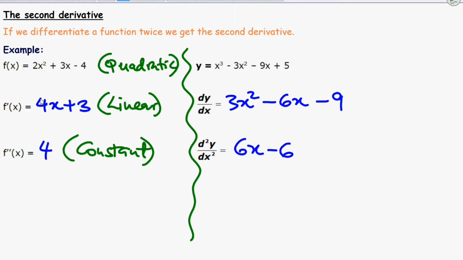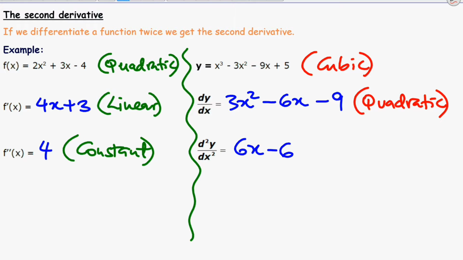Now, on the right hand side, you may realize that the original function is a cubic. If you differentiate it, what you get is a quadratic, and if you differentiate the quadratic, what you end up with is a linear function.